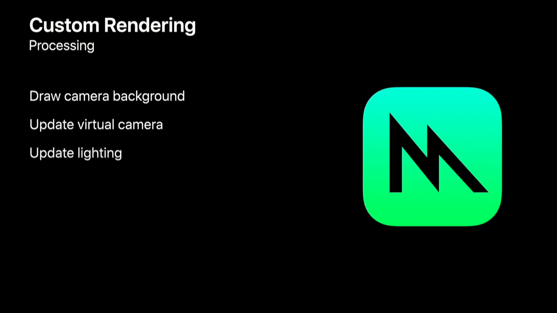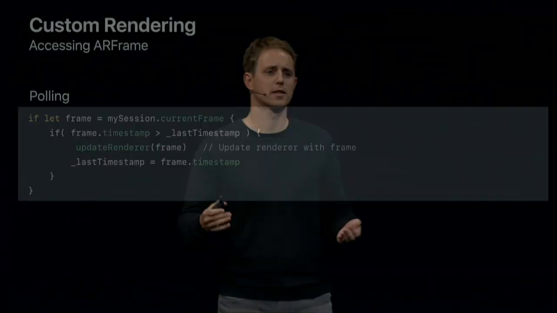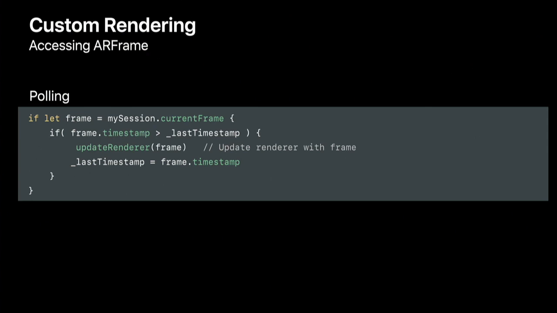The third item is to update the lighting situation, or the light in your scene, based on our light estimate. And finally, if you have placed geometry based on scene understanding, then you would use the ARAnchors in order to set the transforms correctly. All this information is contained in an ARFrame, and you have two ways of accessing this ARFrame. One is by polling the currentFrame property on ARSession. So if you have your own render loop, you could use this method to access the current frame. And then you should also take advantage of the timestamp property on ARFrame in order to avoid rendering the same frame multiple times.